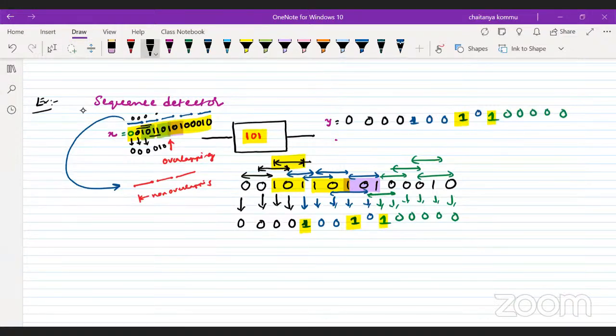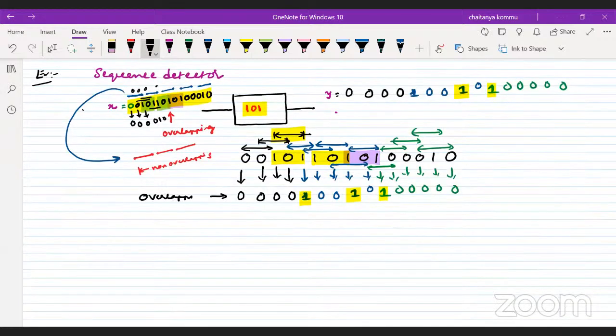What about a non-overlapping sequence? We have to consider continuous 3 bits. So these 3 bits we considered, the output is 0. Next we have to consider these 3 bits. Okay, 0, sorry, 0 0 0. Next we have to consider these 3 bits. Again this is 0 0 0.